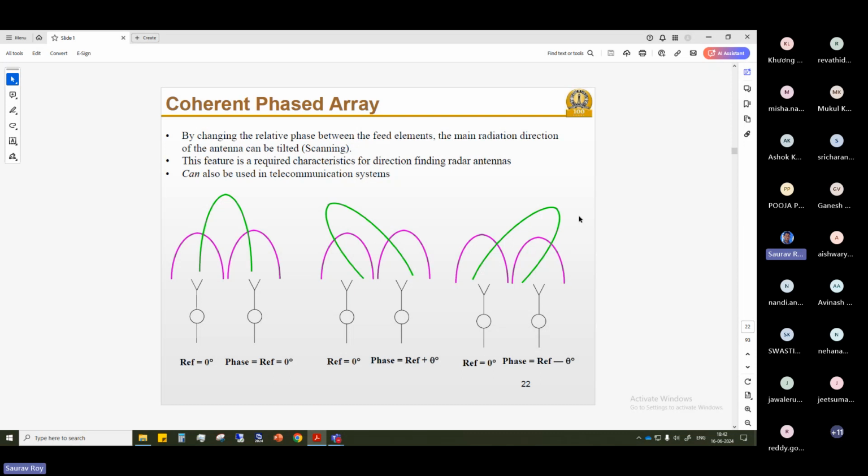So these are the basic structure of a phased array, but it's also called a coherent phased array. Do you know what coherent means? What is coherence here? Any idea why it is called a coherent phased array?